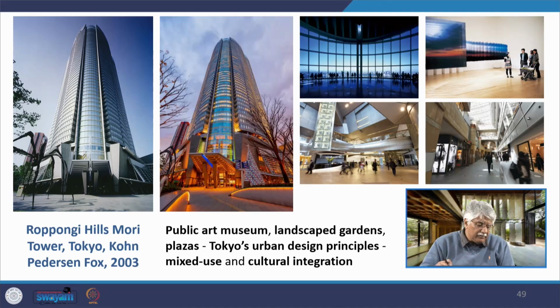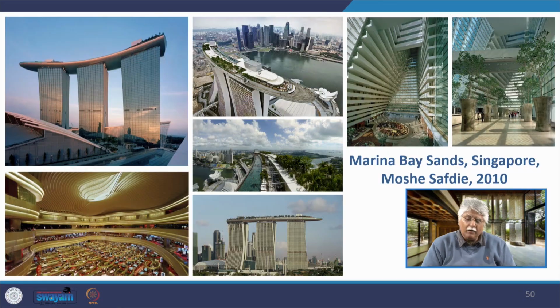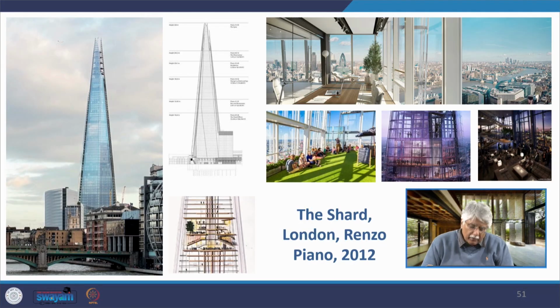Or we have the Roppongi Hills Mori Tower in Tokyo by Kohn Pedersen Fox, and this has a public art museum, landscape gardens and plazas. Here again, Tokyo's urban design principles align with mixed use development and cultural integration, again somewhat akin to the zoning laws that came up in New York. Or the Marina Bay Sands in Singapore by Moshe Safdie has several public utility spaces. Or the Shard in London has public spaces.